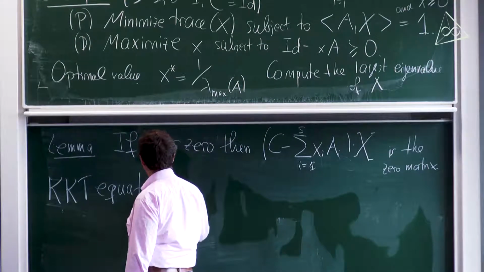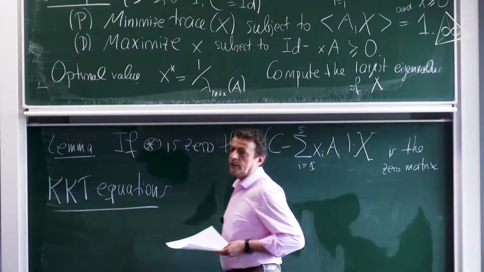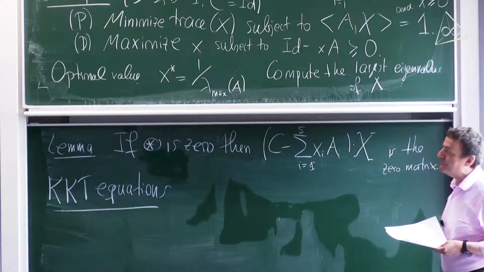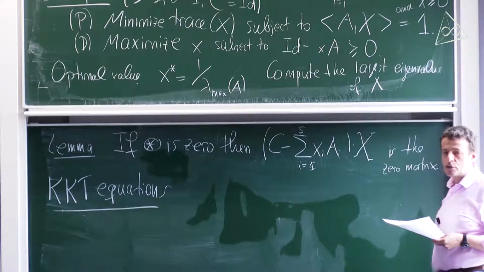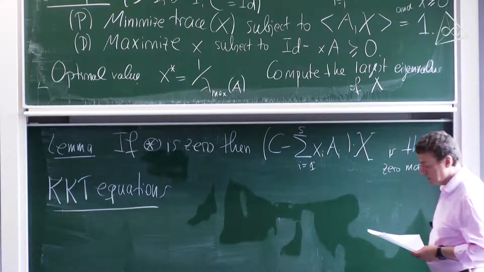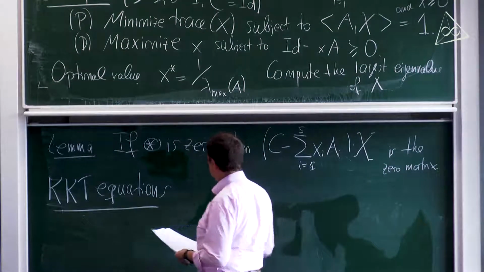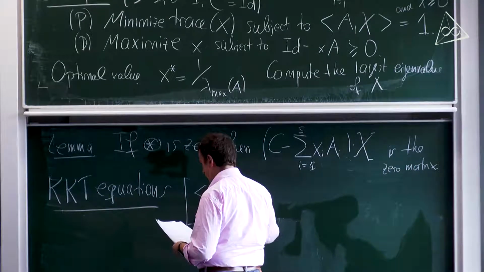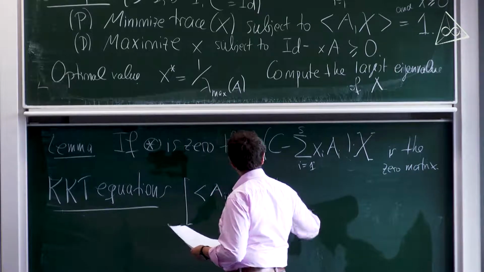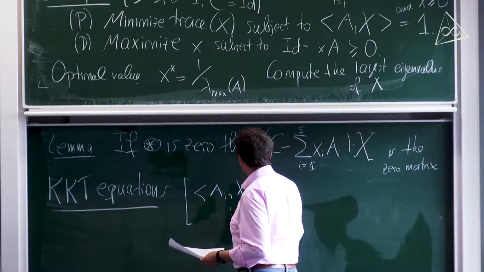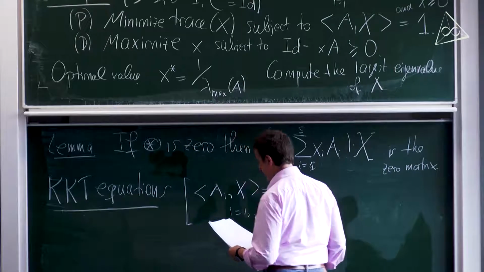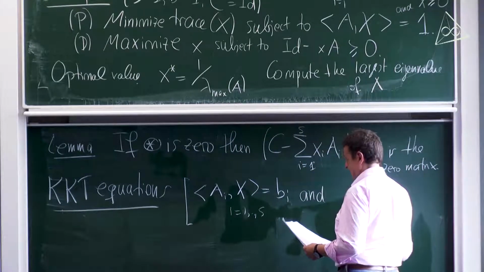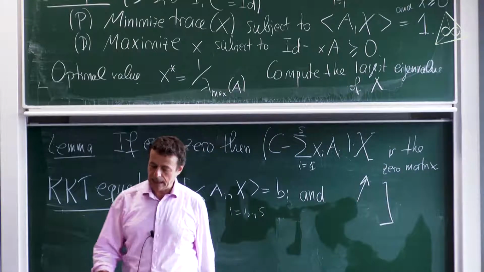Now this leads us to the so-called KKT equations. These are the Karush-Kuhn-Tucker critical equations that always hold for a primal dual pair. So let me write them down. First of all, I have the linear equations coming from the primal, i from 1 up to s, and this. These are the KKT equations.